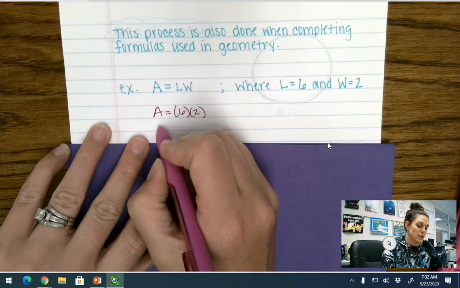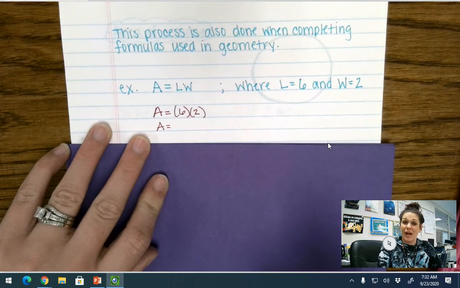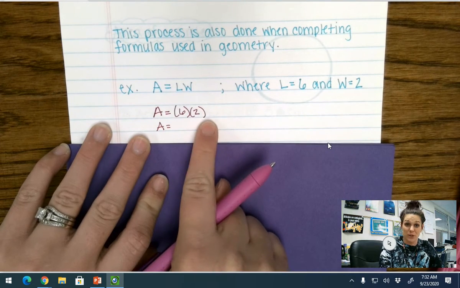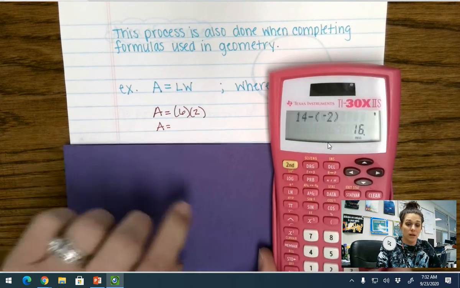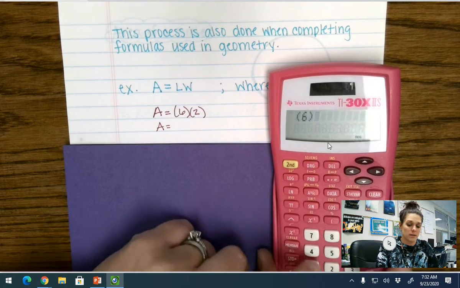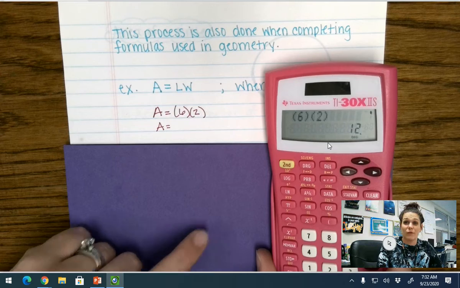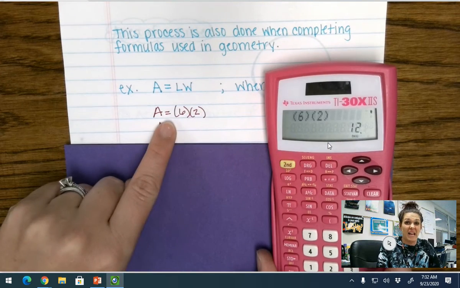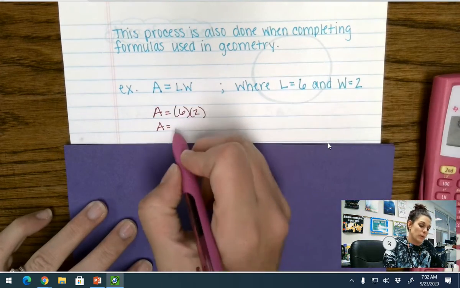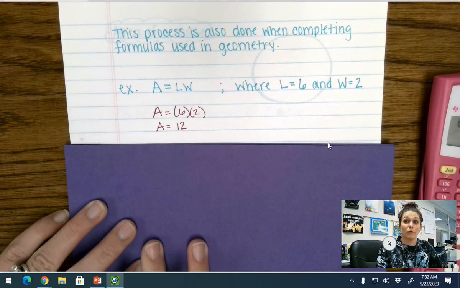All right, so again, I'm going to do the math. Hopefully, many of you guys can do this mental math, 6 times 2. If you can't, again, handy dandy calculator, 6 and 2. And your calculator is going to read that for you. So again, I typed it in exactly how I wrote it. Right? And so we get the answer of 12.